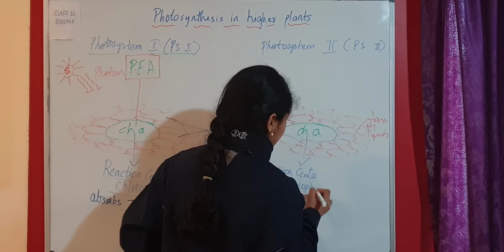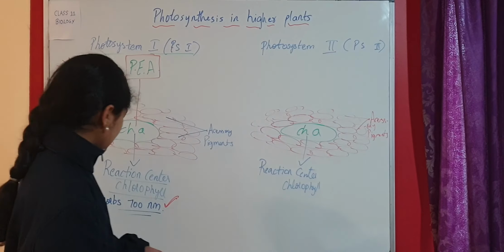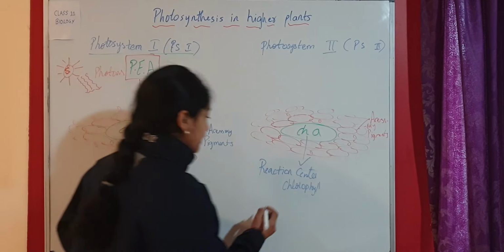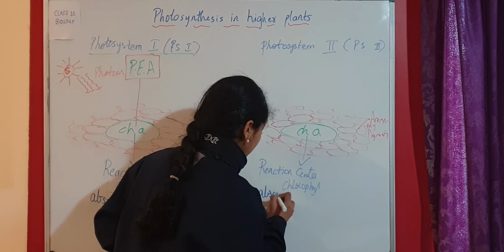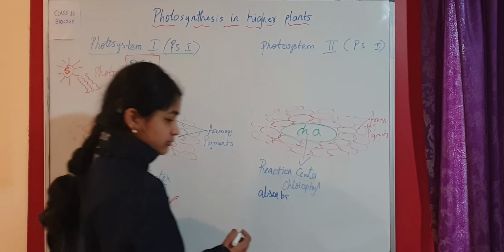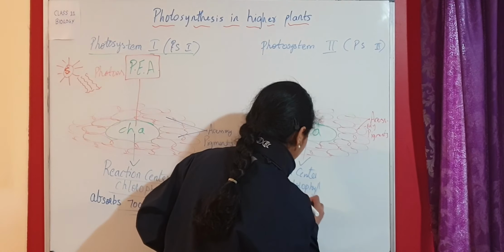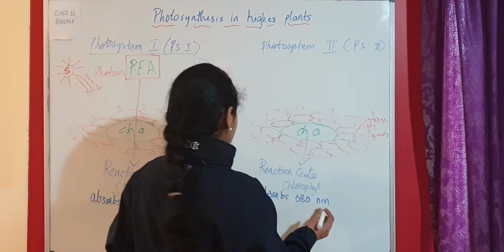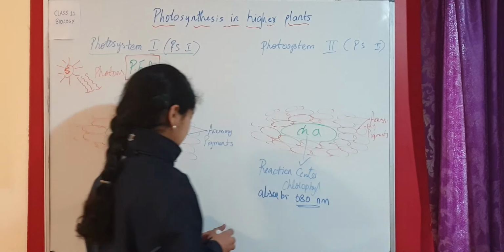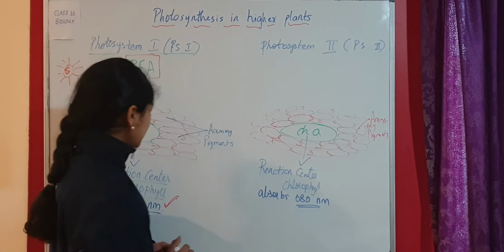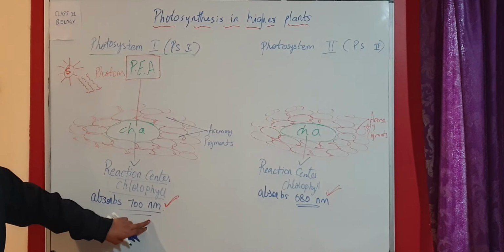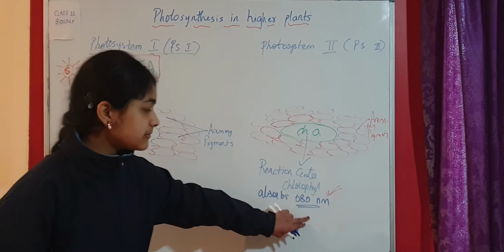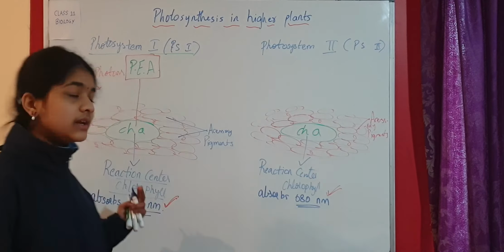Now this reaction center chlorophyll, the chlorophyll A molecule, absorbs 680 nanometer. This is also very important. This is the only difference between PS1 and PS2. PS1 absorbs 700 nanometer, PS2 absorbs 680 nanometer. So this is the only difference between PS1 and PS2, just a little difference.